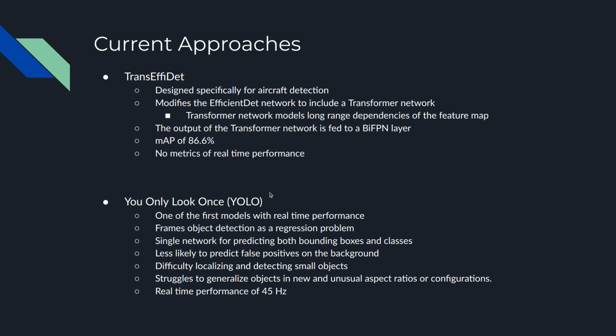YOLO was another popular model here. It is one of the first models with real-time performance, at a 45 Hertz frame rate. It frames object detection as a regression problem. It has a single pass for both predicting bounding boxes and classes. It's more likely to have a hard time detecting small objects, but it's less likely to predict false positives on the background. It also struggles to generalize to objects in new and unusual aspect ratios.